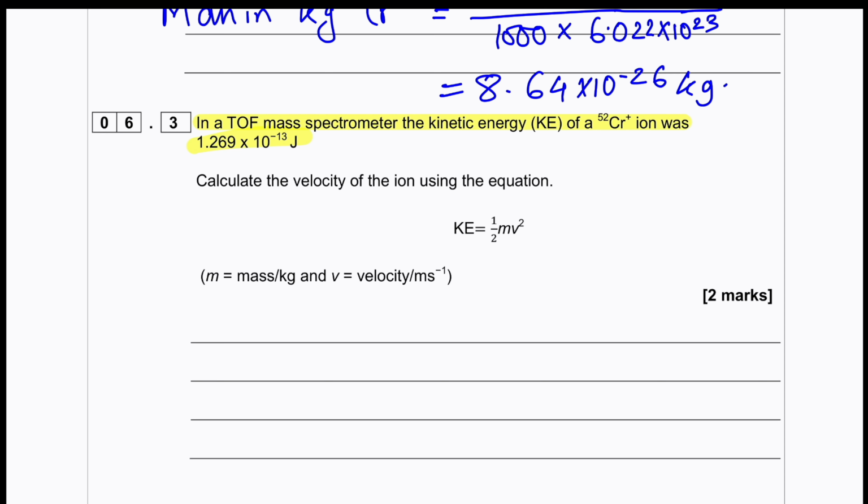In a TOF mass spectrometer, the kinetic energy of a plus 52 ion was 1.269 times 10 to the power minus 13 joules. Calculate the velocity of the ion using the equation kinetic energy equals half mv square.